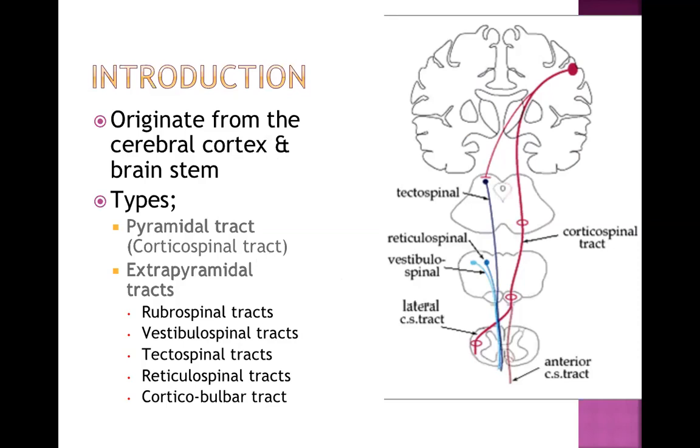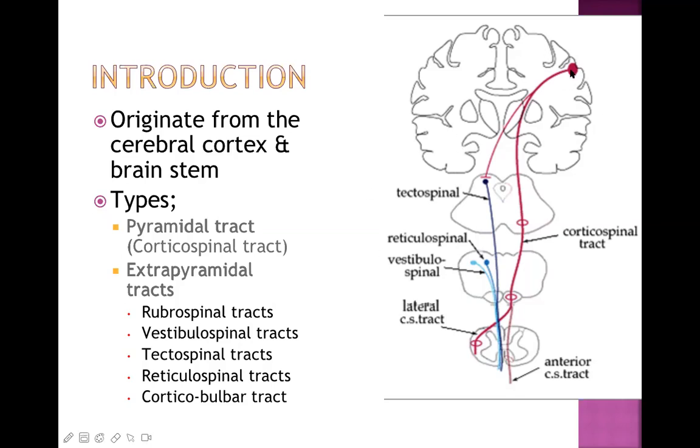tract, which originates from the red nucleus. Vestibulospinal tract arises from the vestibular nucleus. Tecto arises from the tectum, so tectospinal tract we say. Tectum is an area of midbrain. Reticulospinal tract arises from the reticular formation, and corticobulbar tract. Okay, cortico means cerebral cortex, bulbar means brainstem. So these are also known as corticonuclear tract.